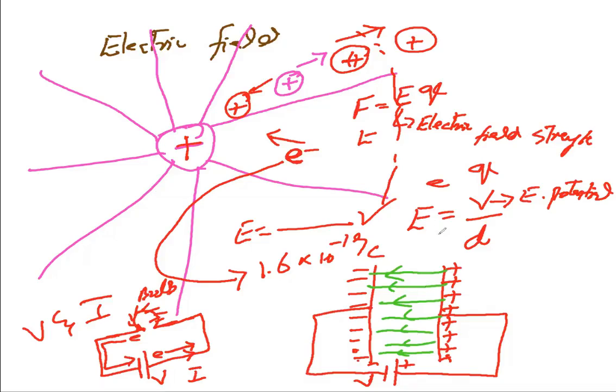Uniform means the electric field strength at this point will remain the same. At this point, the electric field will be equal to the electric field at this point. This electric field will be equal to the electric field at this point. So at all points, the electric field strength will be uniform. But the electric field strength will be uniform in the middle. At the corner, we have fringing field. The electric field will be like this, and over here the electric field will be like this. And these different types of electric field are known as fringing field.